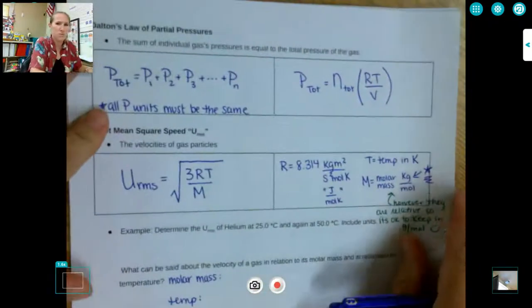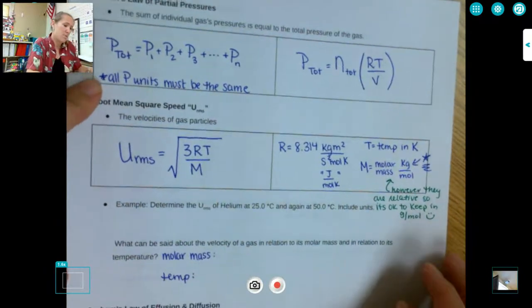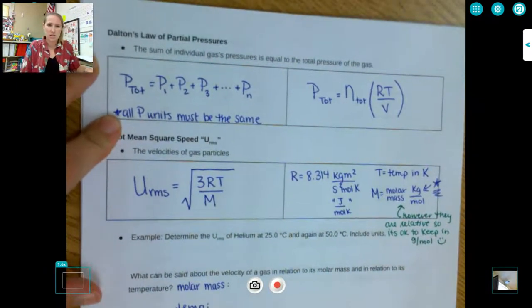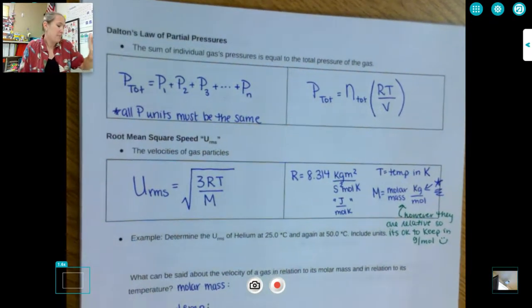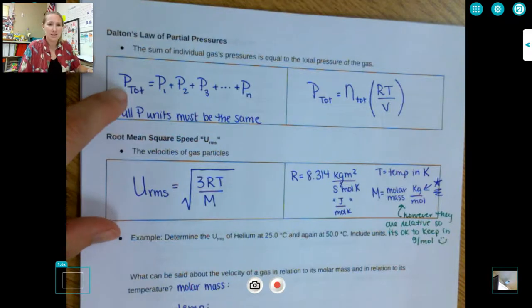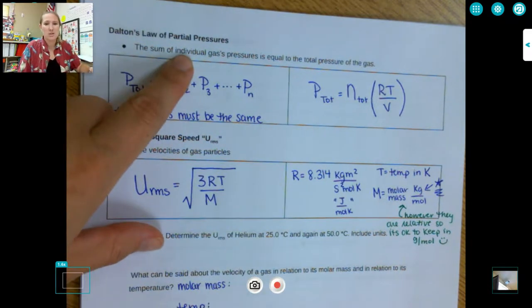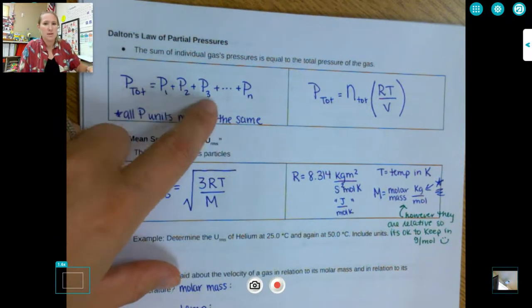Some of you, depending upon when you had chem last year or the year before, may or may not have seen Dalton's law of partial pressures. Just kind of depends how the year was going. So with that, we said that the total pressure inside of a container is equal to the sum of the individual gas pressures. So my total pressure is equal to my individual pressures.